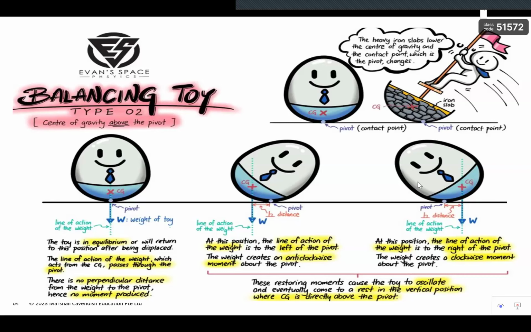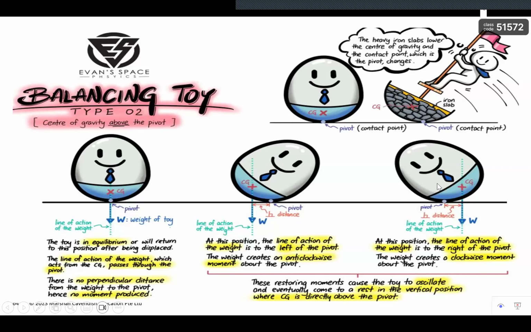So this will actually create an anti-clockwise movement. You see the line of action of the weight is to the left, or the CG is to the left of the pivot. I will have an anti-clockwise movement. So this anti-clockwise movement will cause this roly-poly to rotate anti-clockwise until it comes back to this position.